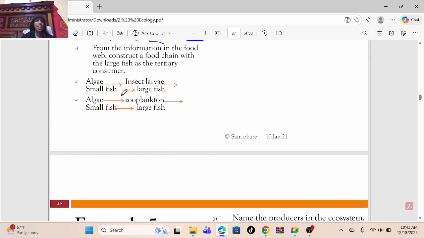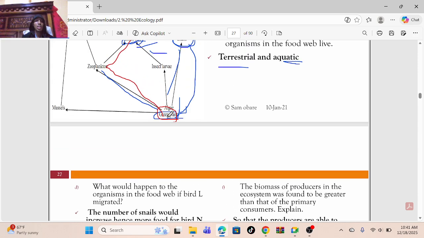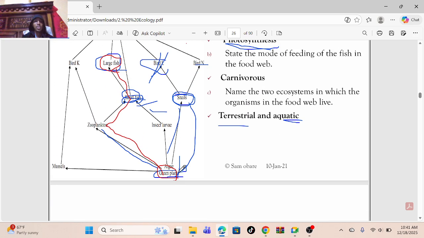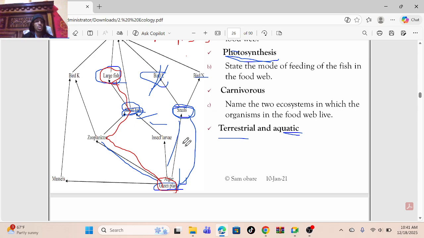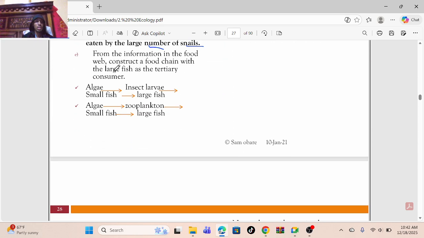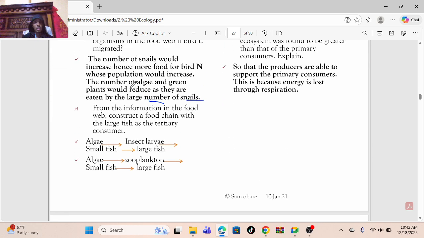So ona algae tunaenda kwa zooplankton, small fish and large fish. Also tunaweza enda wapi? Tunaweza enda ikue large fish wapi? Ikue number 4, 1, 2, 3 itakuwa 3. Then where can we go? Itakuwa primary, secondary and tertiary. Si iko sawa? Pia itaenda from insect larvae, then iende kwa small fish, then iende kwa large fish. So that's the two. Lakini sasa hiyo ametuambia tu moja.